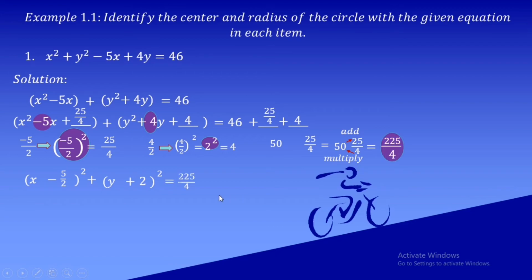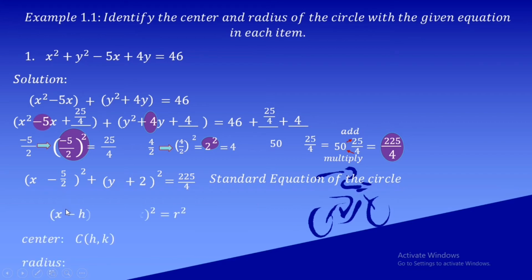So that is our r squared. Then this is the standard equation of this circle. Okay, so this time we have the center, the h and k. So the h here is 5 over 2. And for the k, we need to factor the plus sign. So negative times negative, originally, that is y minus k. So what we use for k is negative 2.